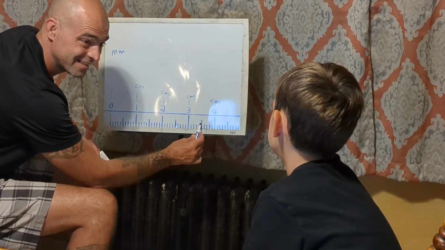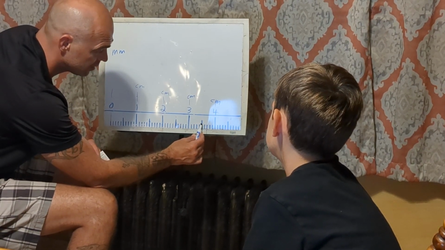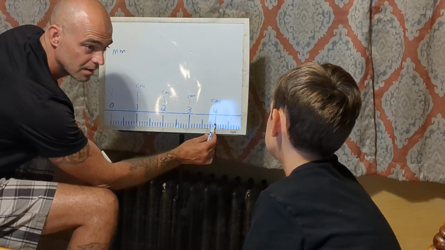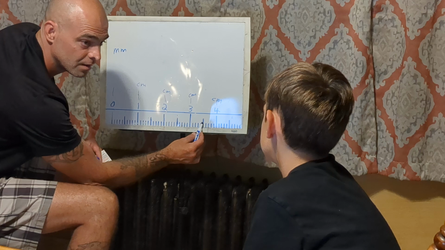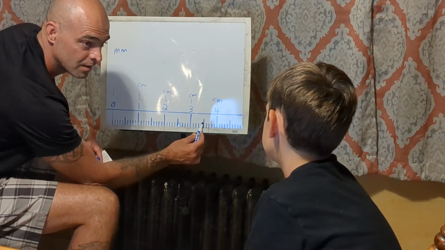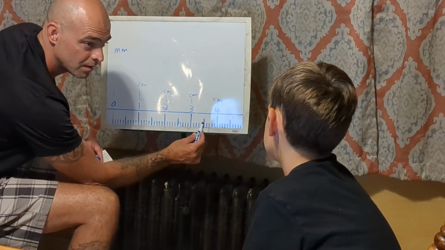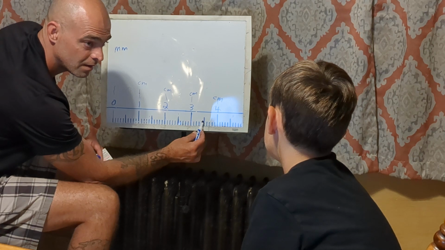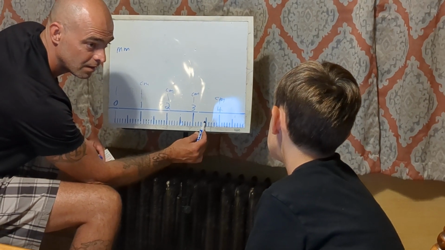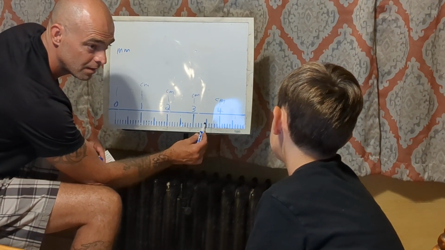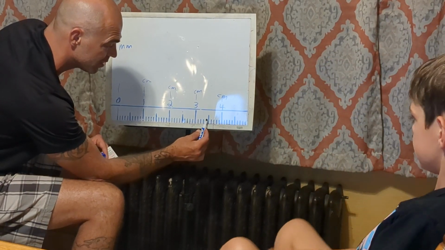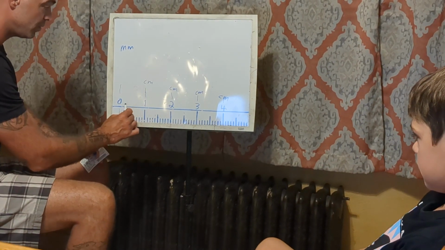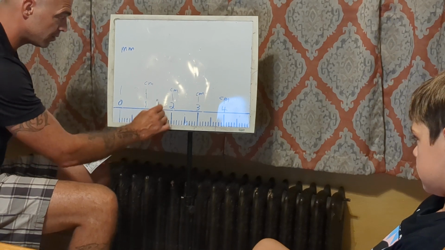Go ahead, you said it. 40. No, right here, this one. What's this one? 40, right? So what's this one right here? Tell me out loud. 35. Oh, because we've got a group of 10, a group of 10, a group of 10.